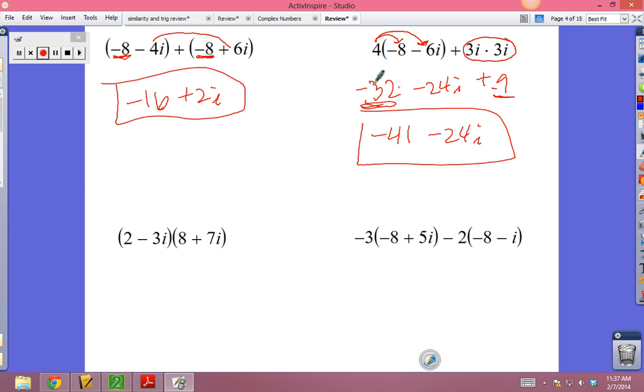So did you get the negative 32? But this right here, Dakota, 3 times 3 is going to be 9. But I times I is a negative 1. So it's going to be negative 9.